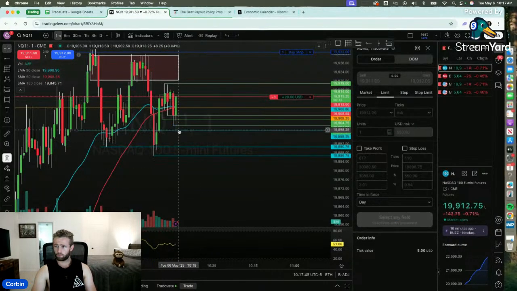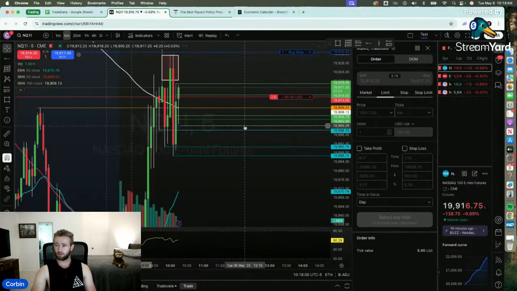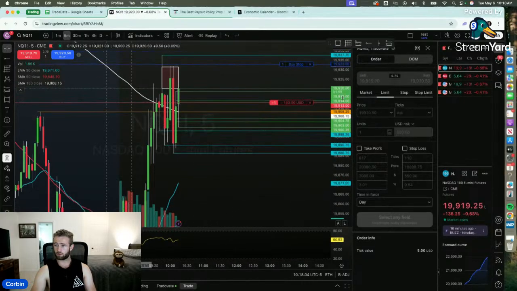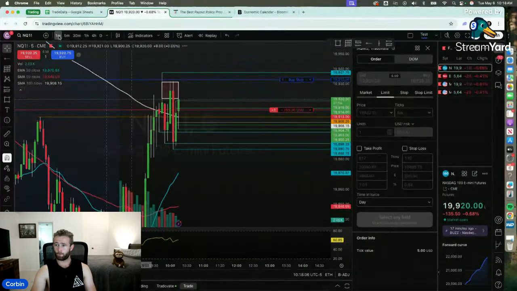Lower low. That's a high. We really want a 5 day, 5 minute break of structure. Oh, see, that's a big bullish candle. No bueno.